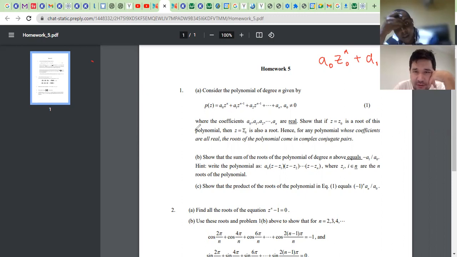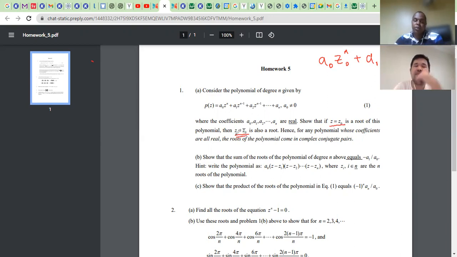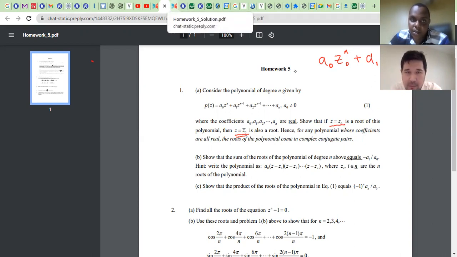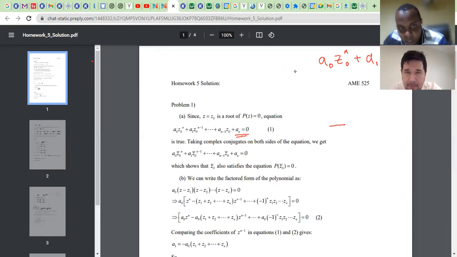But it says Z naught bar. So now we want to find out: given that Z naught is a root, is Z naught bar also going to be a root? Okay, got it. So that's what they want us to show. Maybe we can just go to the solutions to be quick.